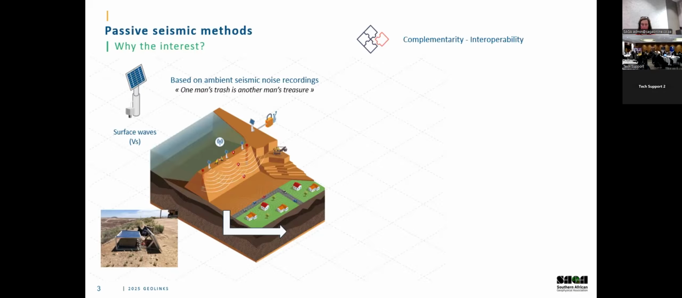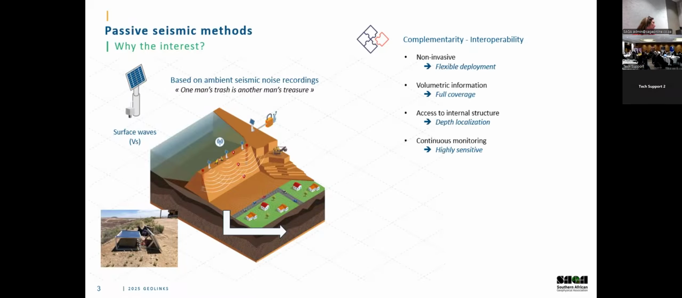One of the strengths of this particular method is its complementarity with what's already being done. So we're not wanting to replace, at least not in full, what's already being done in terms of monitoring. And also, we'll talk more about the interoperability. It lends itself to that. Some other benefits are that it's a non-invasive method.